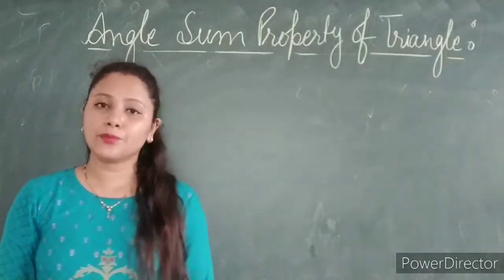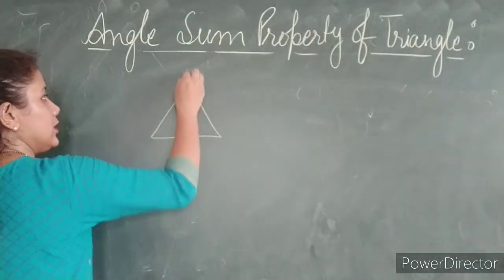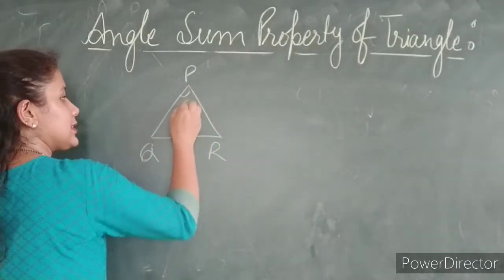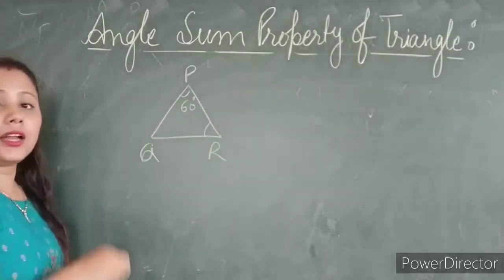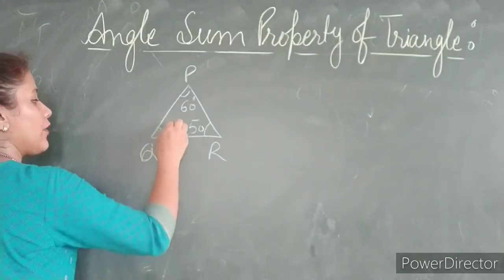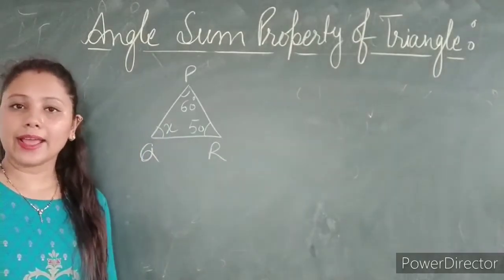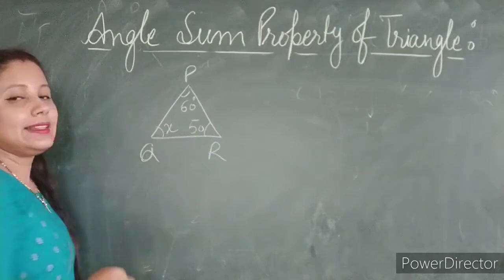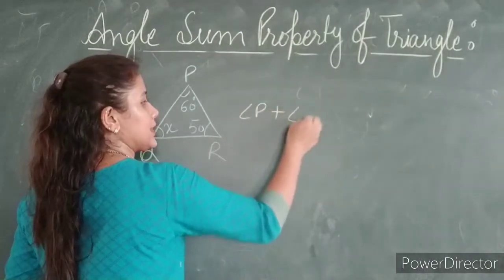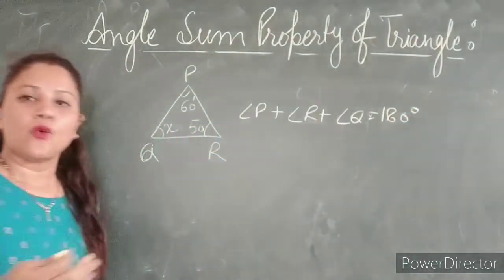So how you can use the angle sum property for solving questions, let's check here. Suppose you have one triangle PQR. Clear? And you know the value of angle P is 60 degrees and angle R is equal to 50 degrees. And you want to identify the value of angle Q. So suppose the value of angle Q is equal to X. Clear? And you already know the sum of all the interior angles of a triangle is equal to 180 degrees. So angle P plus angle R plus angle Q is equal to 180 degrees. Why 180 degrees?